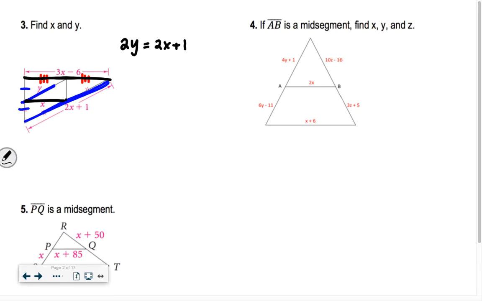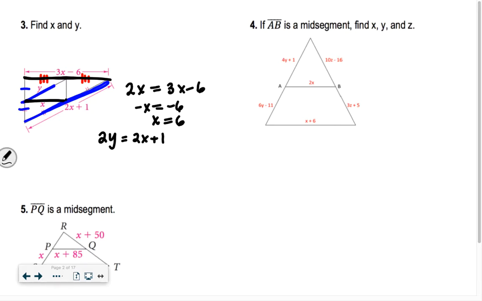All right, so I have x and I have 3x minus 6. So do I do x equals 3x minus 6? Yeah, double x, right? Twice x equals 3x minus 6. Then I'm able to solve for x. So I subtract my 3x over, I get negative x equals negative 6. So x equals 6.